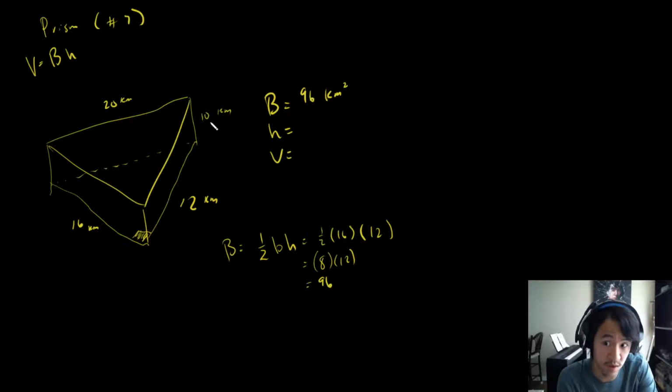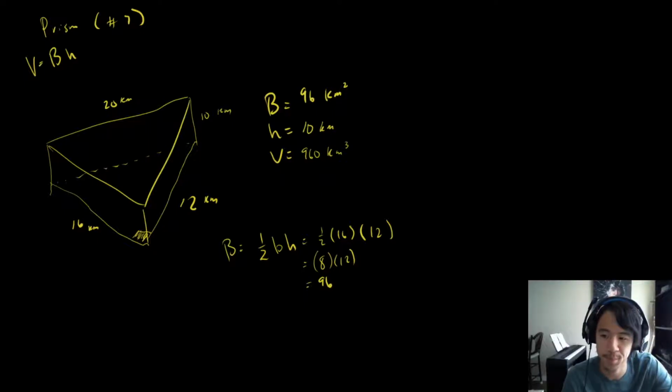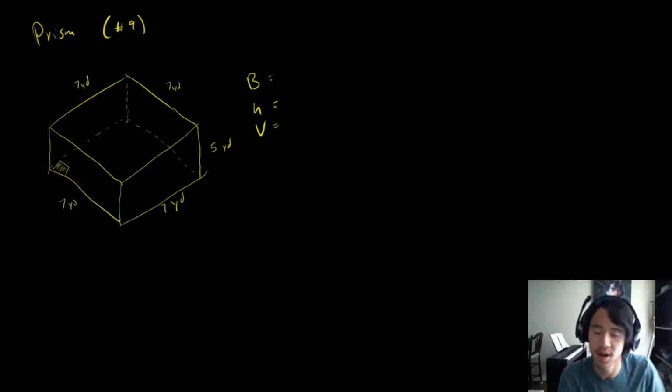Our height is given to us, so we have 10 kilometers. And our volume is going to be our big base, or big B, times h, and that's going to be 960 kilometers cubed. So that's number 7. All right, and here's number 9.